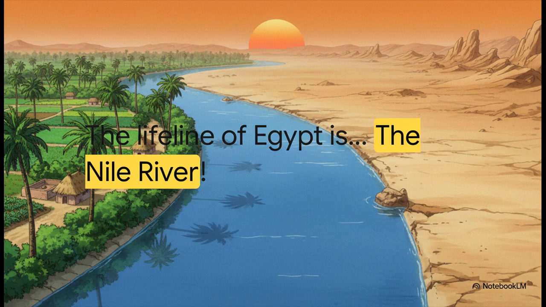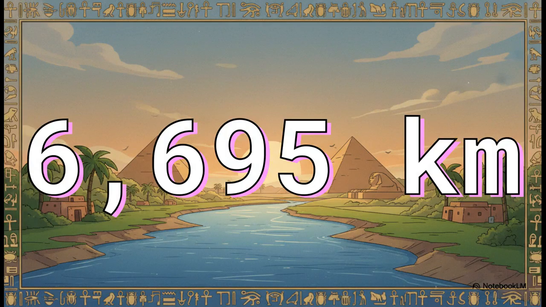Pause and think. The Nile is a massive 6,695 kilometers long. That's unbelievably long. In fact, it makes it the longest river in the entire world. But this amazing river was so much more than just a long stretch of water. Which leads us to question 7.